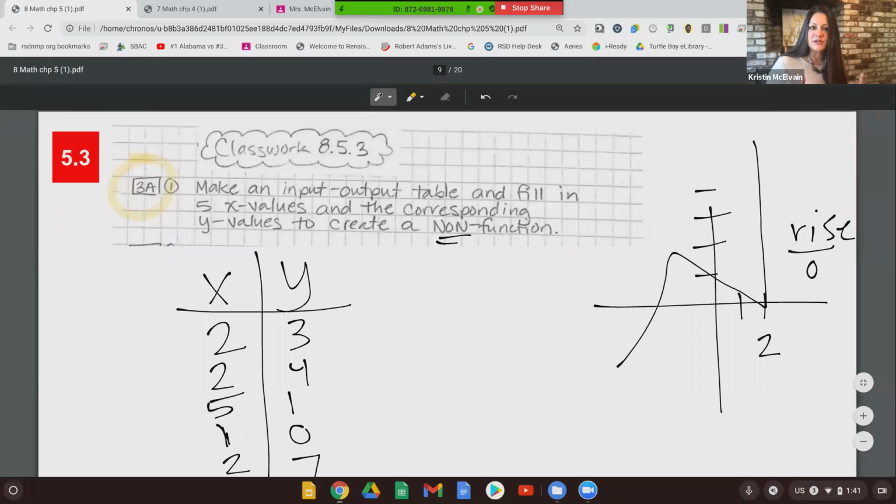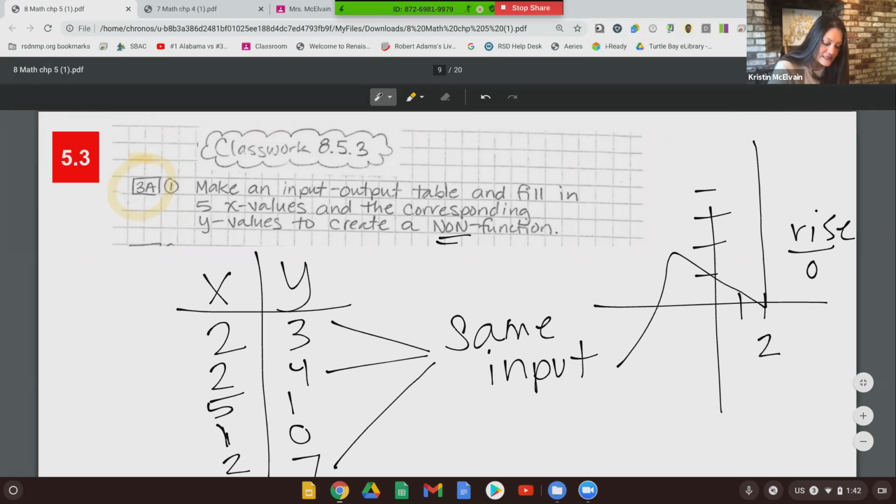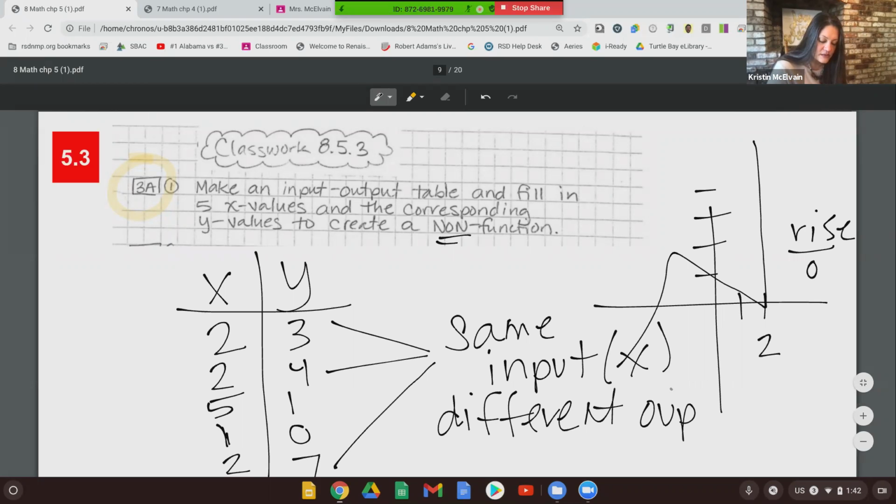Okay, and here's what I want to point out. So they seem kind of random, but the important thing that we are looking at is for this one and this one, they are same input, which is our X, with different output, which is the Y. Okay, and that gives us that undefined. So that's what gives us a non-function.